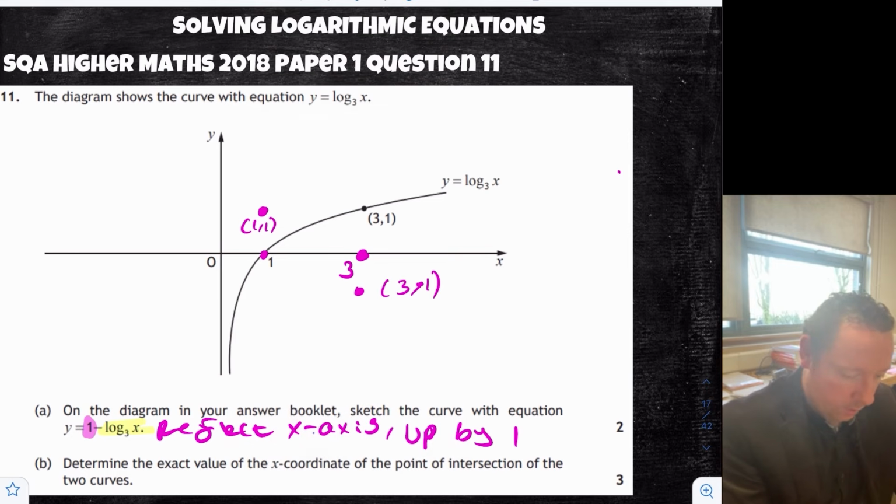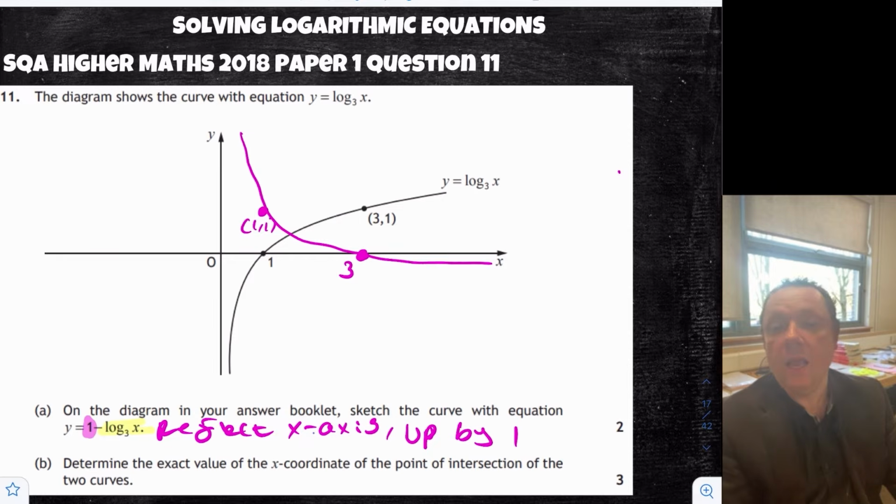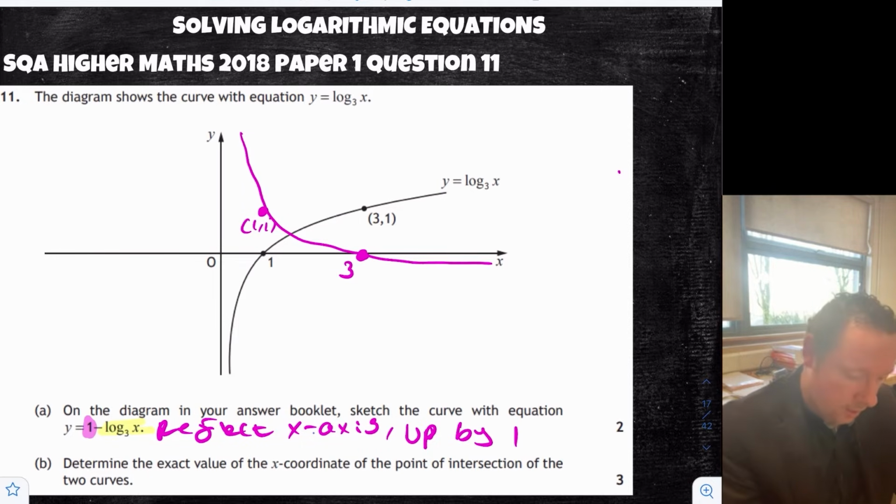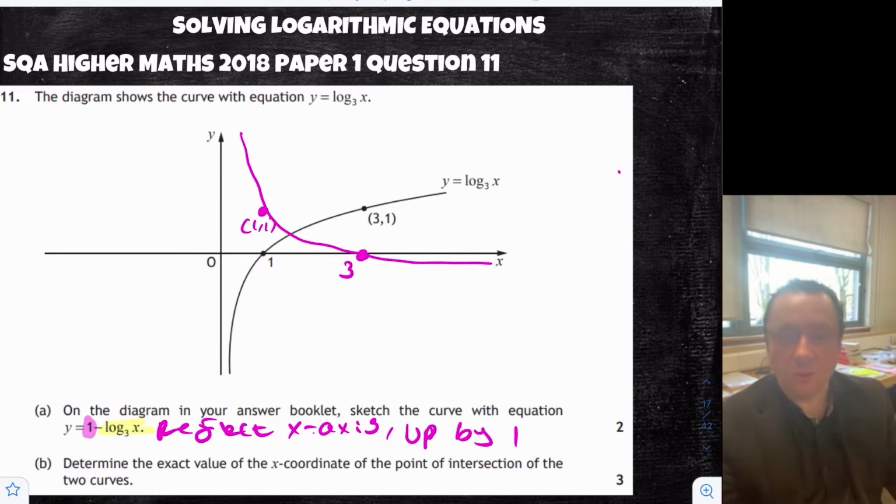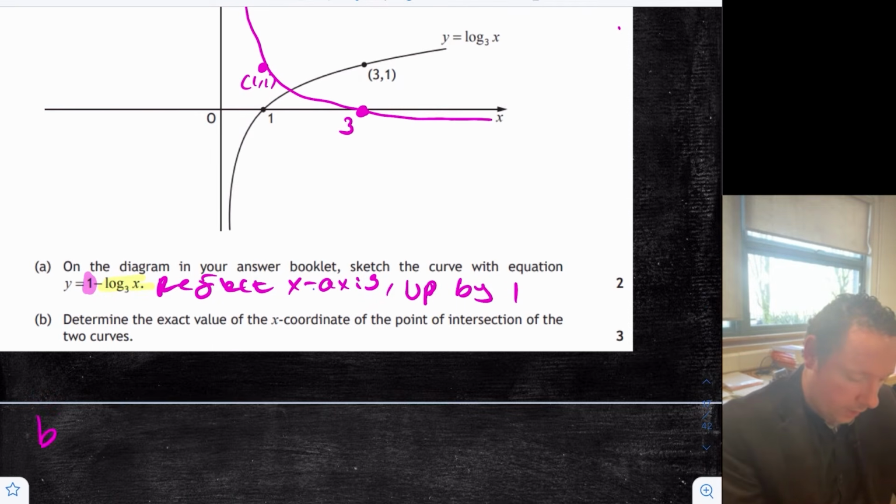Getting rid of my intermediate working, which you could use a rubber for if you were doing this by hand. And since it's reflected, it's going to go down and through here. So we can just draw that in, down here, through the way, and there we go. It's a reflection in the x-axis. Okay, part B, determine the exact value of the point of intersection. Simultaneous equations. So for part B, we've got y equals log 3x, but we've also got y equals 1 minus log 3x.